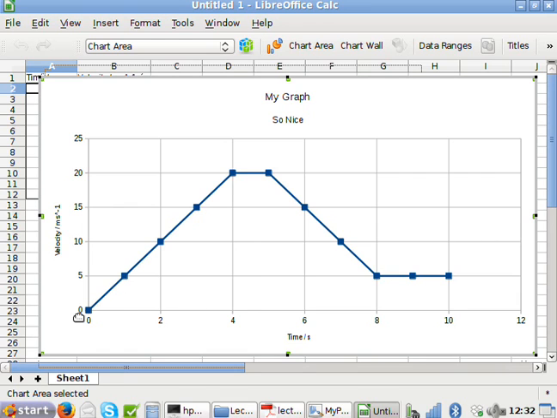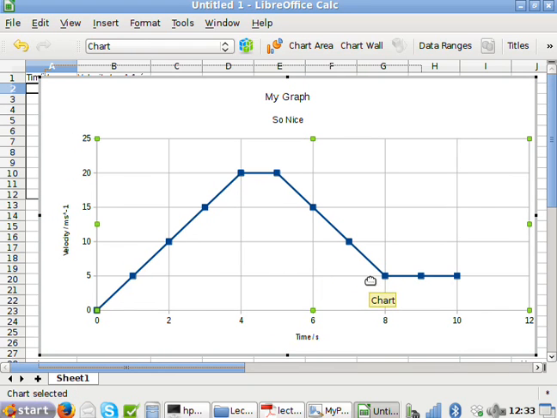Brackets. Yeah, just put the units and the units. No problem.